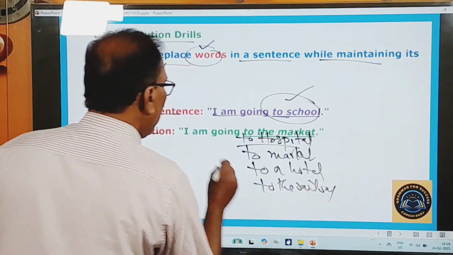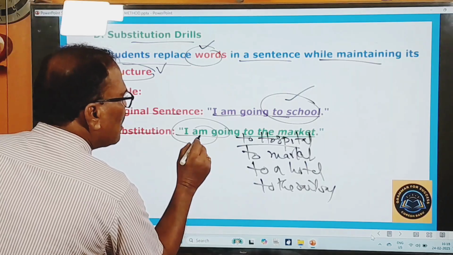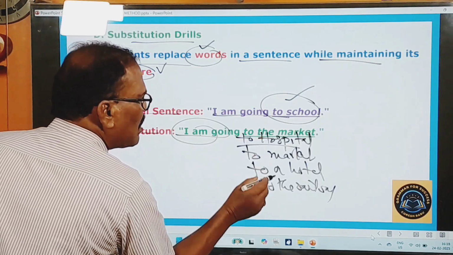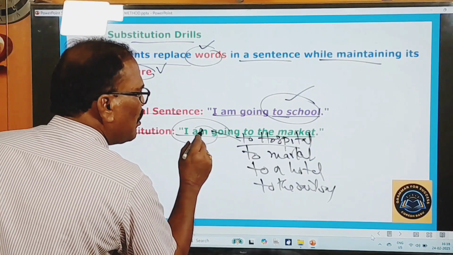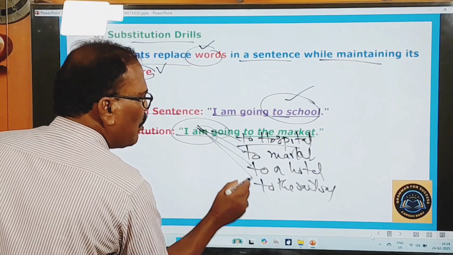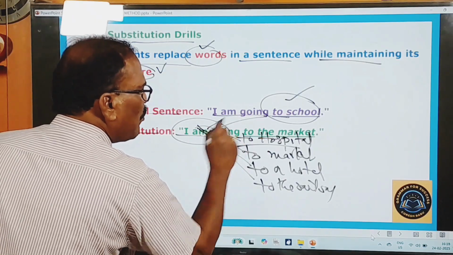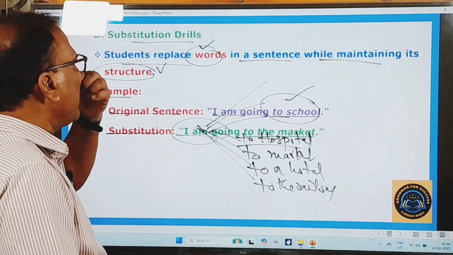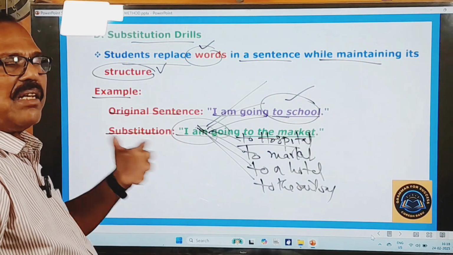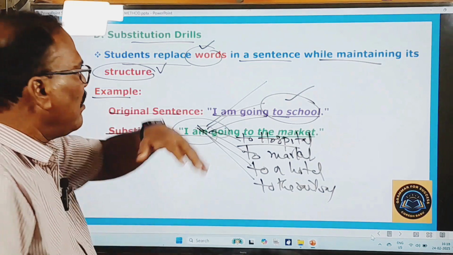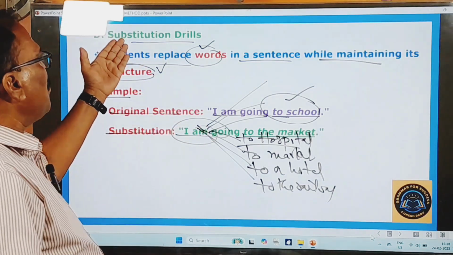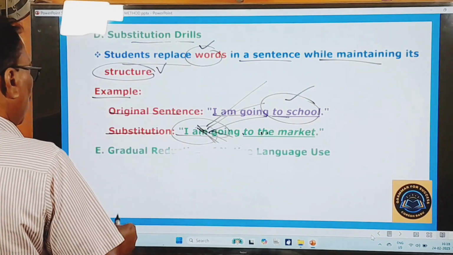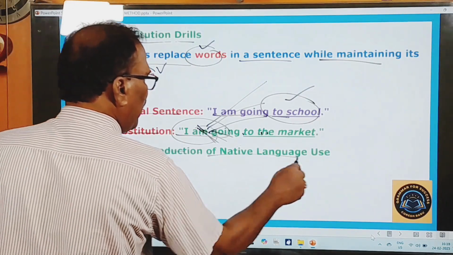See, you are keeping this structure as it is and you are changing only the words. I am going to hospital, I am going to market, I am going to a hotel, I am going to the railway station, I am going to school, I am going to college, I am going to my friend's home. In this way, you can make so many sentences like this. It will be a kind of beautiful practice, and this practice is called substitution drills. Okay, substitution drills. Right.